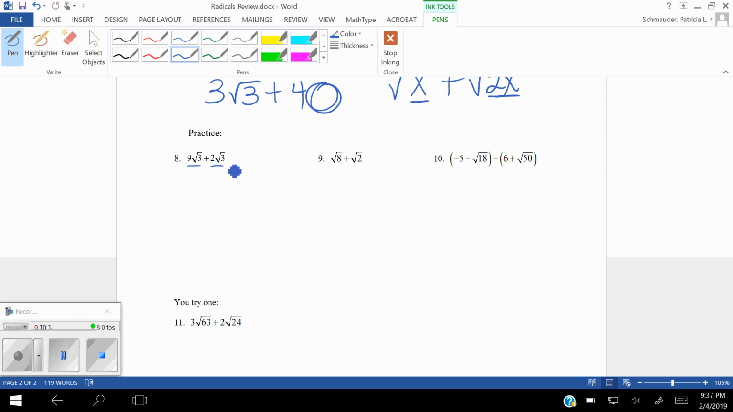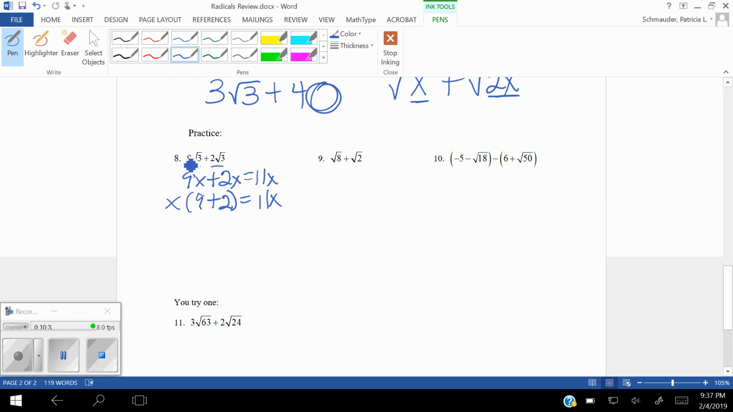So what you can do is think about this. What if you had 9x plus 2x? I know that's 11x, right? I can think of this the same way. What you could do here is you could factor out the x. That would give you 9 plus 2, which would give you your x times 11.